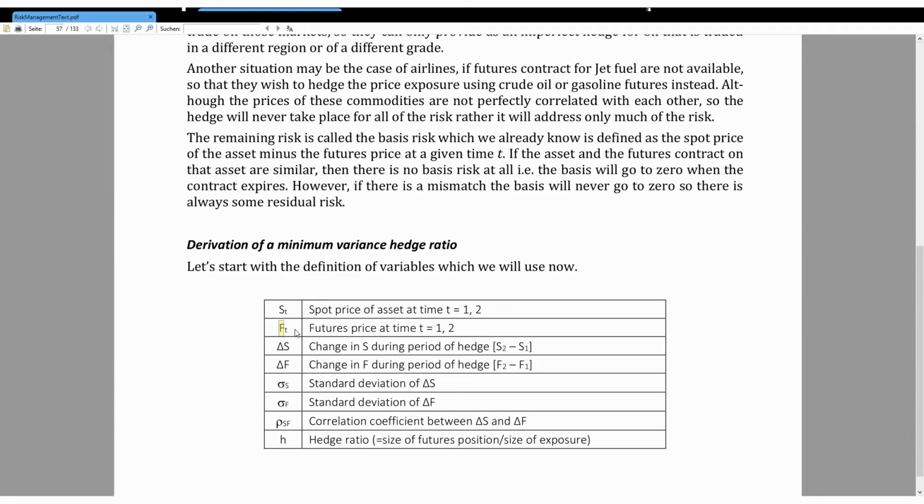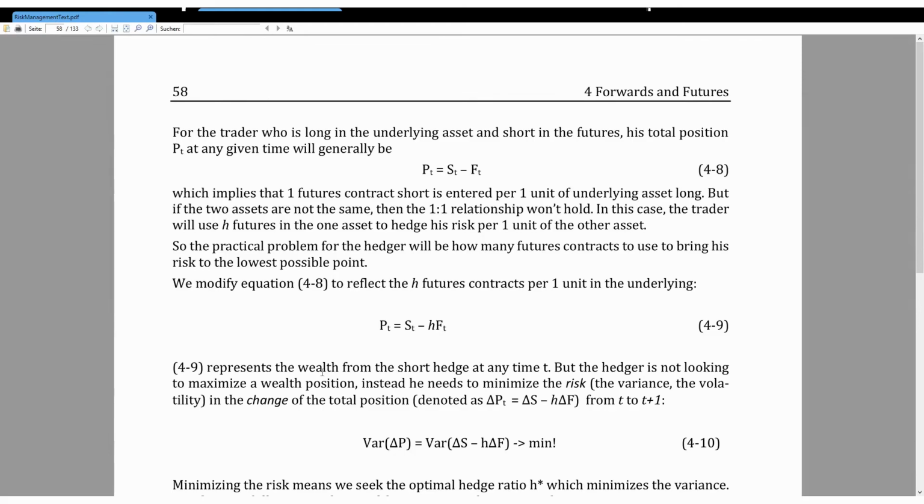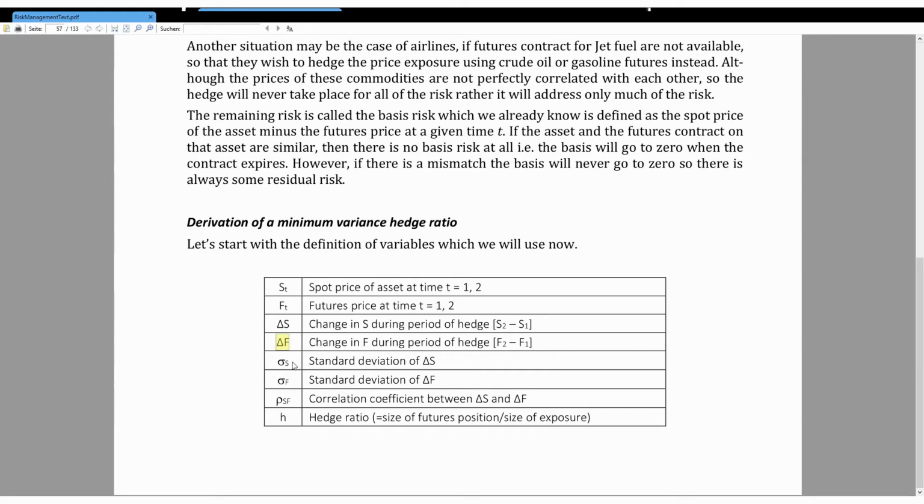Then we need to look at the random variable that is of interest to us, which is the change in the spot price at any given time, and we need the change in the futures price of that other asset, which are denoted as delta S and delta F, as delta stands for a difference of a value. Then we need the standard deviation of delta S and delta F, which is sigma. That's a standard deviation that's typically abbreviated as sigma S and sigma F.